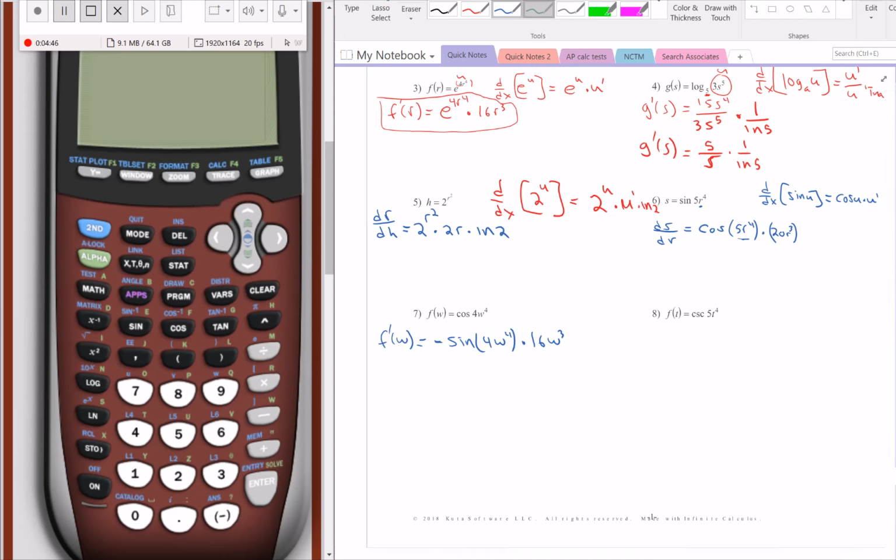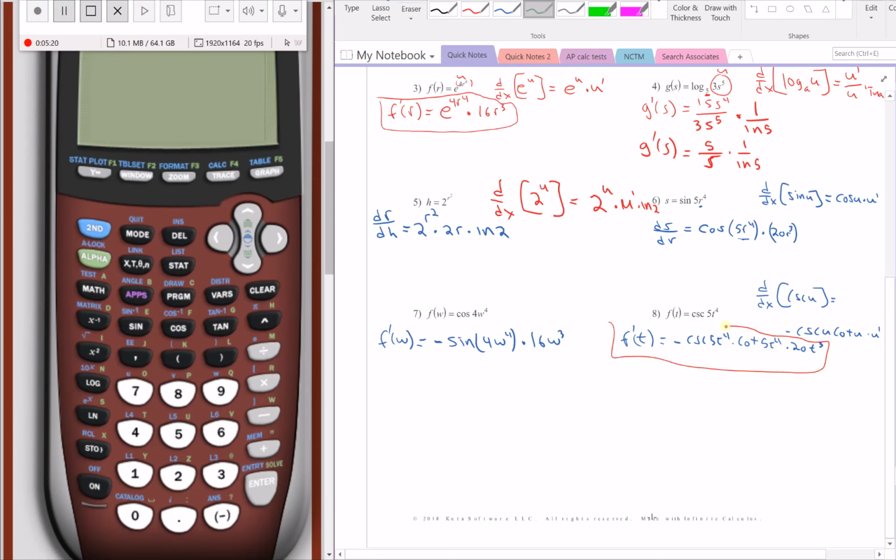Next one, cosecant. The derivative of cosecant is negative cosecant times cotangent times u prime. So this f prime of t is going to equal negative cosecant 5t to the fourth times cotangent 5t to the fourth times the derivative of 5t to the fourth, which is 20t to the third.